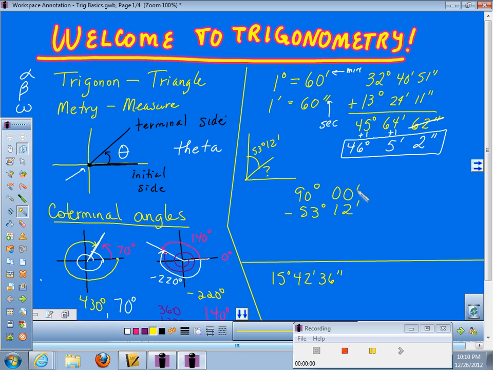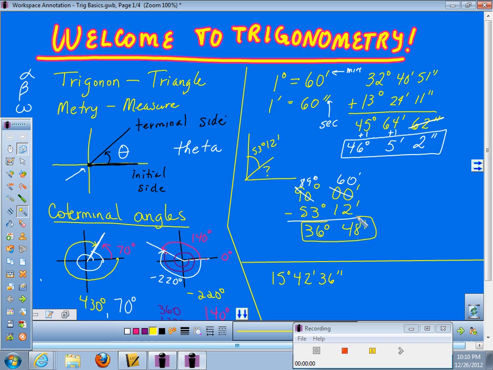I can't subtract 12 from 0, so I've got to borrow here, in old-fashioned terms. I'm going to take away 1 degree, which leaves me 89 degrees here. That 1 degree will give me 60 minutes when I borrow. The key thing is to remember you're not borrowing in tens, you're borrowing in 60s. Now I can subtract. 60 minutes minus 12 minutes leaves me with 48 minutes. 89 minus 53 leaves me with 36 degrees. And so my answer would be 36 degrees, 48 minutes.